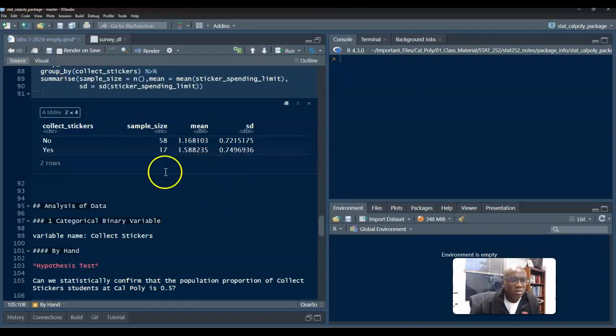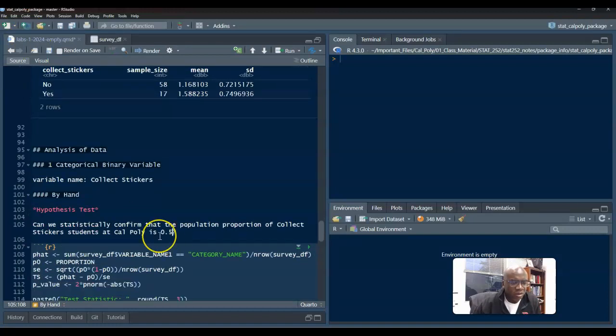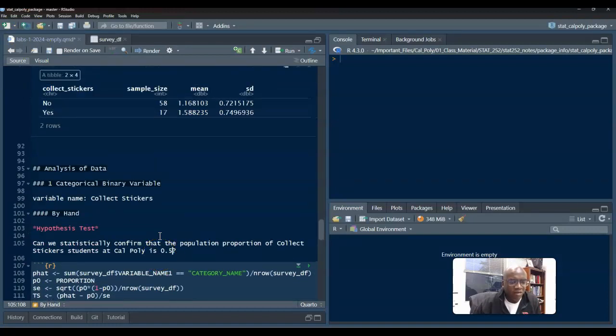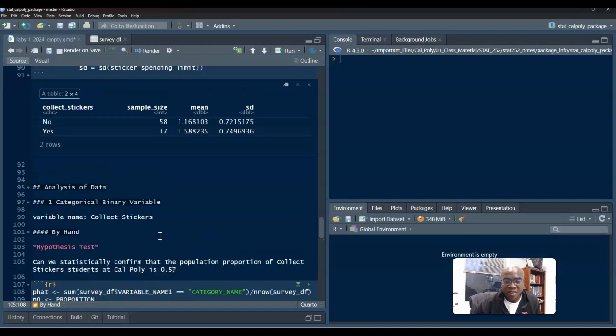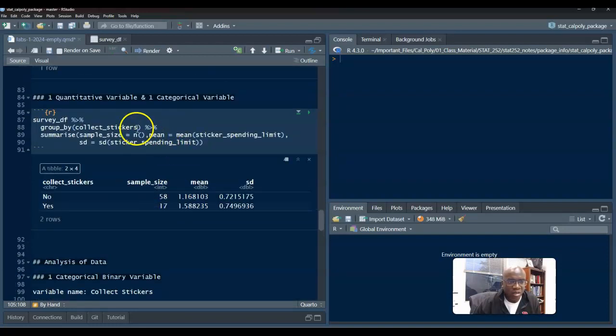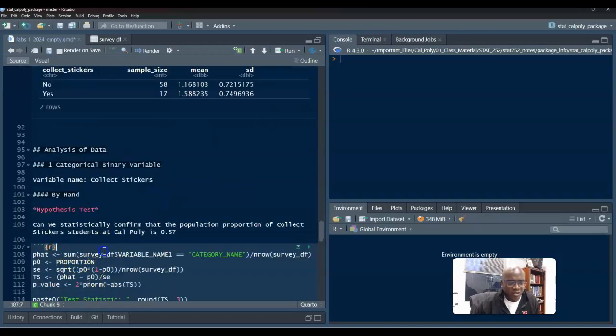What I'm going to do there is do it by hand. So doing this by hand, for the hypothesis test, I'm going to calculate the p-hat. The code looks funky, I'm sorry, but I actually kind of wanted you to see what it looks like. To do this, we're first going to find p-hat, and that's this code here.